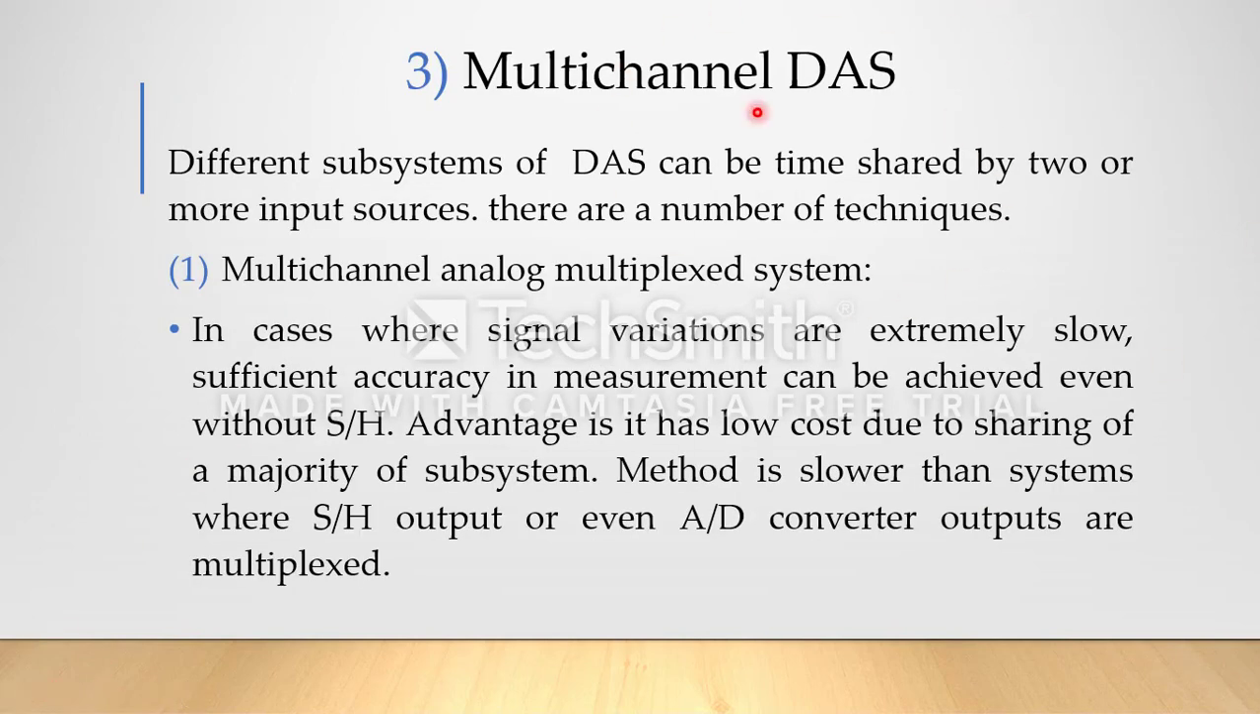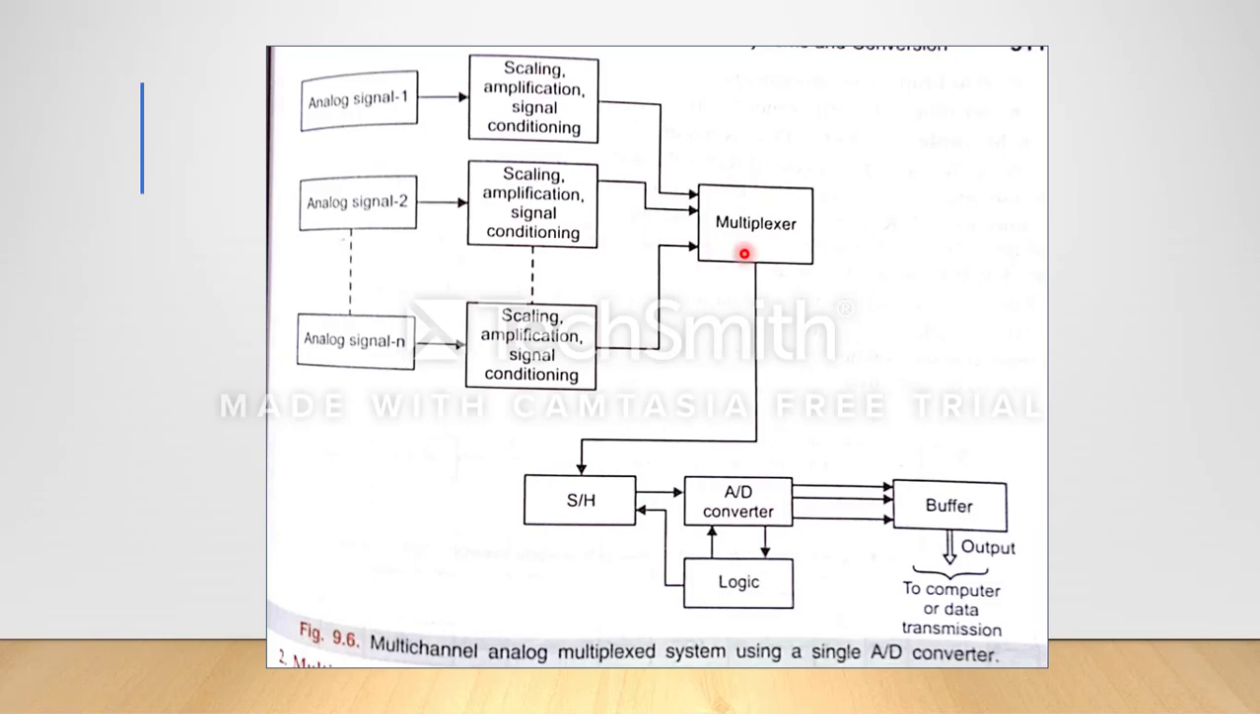Okay, multi-channel. In multi-channel we have different types of data acquisition system. Multi-channel analog multiplexed system. In this analog multiplexed system, you can see we have a multiplexer, and before that we have the different analog inputs. After signal conditioning, it is given to the multiplexer, and then from this one output is given to the A to D converter for digital conversion, and then it is given to the sample and hold, to wait for the next signal, and then through the sample and hold it is given back to the A to D and so on.